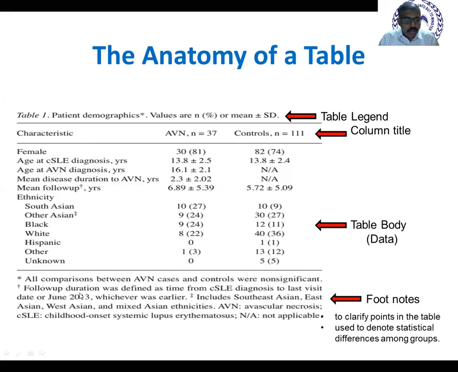Here we put one star mark: all comparisons with the AVN cases and controls were not significant. Mean follow-up age is also not significant. So you can tell all those things in the footnotes. Any table should have four things: a table legend, a table column title, the body of the table, and the footnotes.